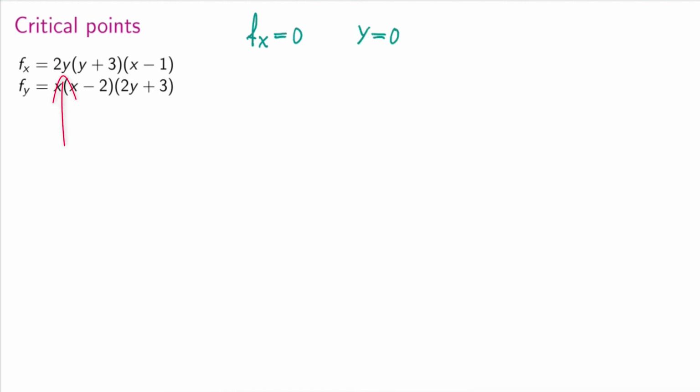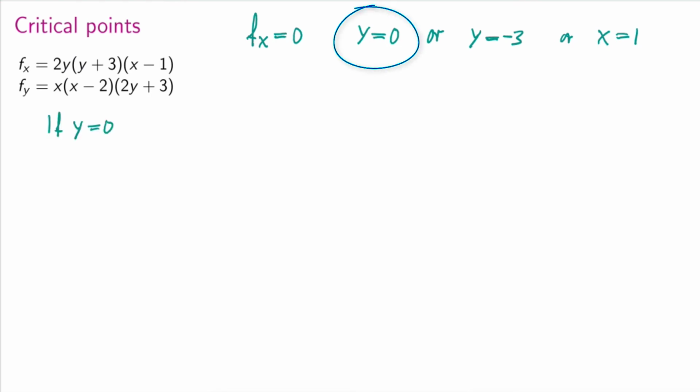So if y is 0, we have a 0 there. Or if y is minus 3, we have a 0 there. Or if x is equal to 1. And now for each of these possibilities, we need to check the second equation and see when this is 0. We need to find all possible combinations between fx equals 0 and fy equals 0. The best way to do this is to start with the fx equation as I did, and now work our way through these three possibilities.